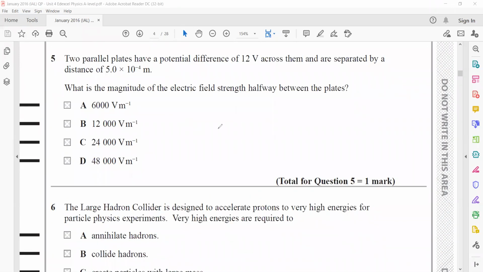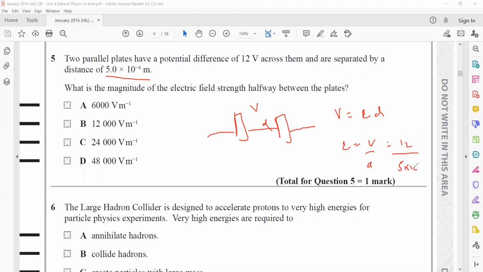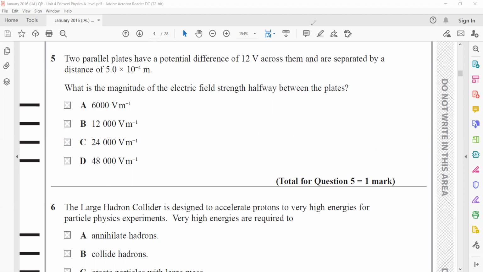Two parallel plates having a potential of 12 volts across them are separated by 5 times 10 to the power minus 4 meter. What is the magnitude of the electric field strength halfway? We know the electric field strength between the parallel plates is constant, and the formula which relates the strength, voltage and distance is V is equal to ED, or E is equal to V divided by D. V is the voltage, which is 12, divided by 5 times 10 to the power minus 4. When we simplify this, it comes out as 24,000 volts per meter.